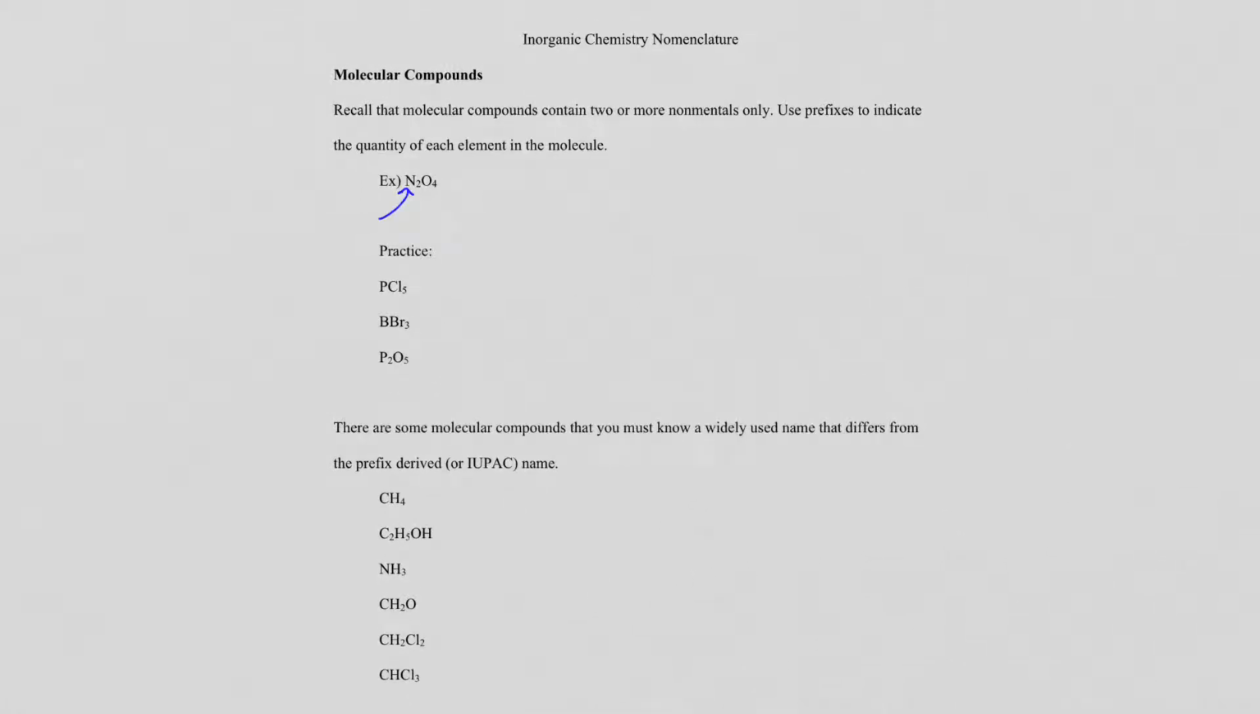Of course, this is nitrogen, and this is oxygen. There's 2 nitrogens and 4 oxygens, so we call this dinitrogen tetroxide. You'll follow the same process for the practice questions that are listed right down here.